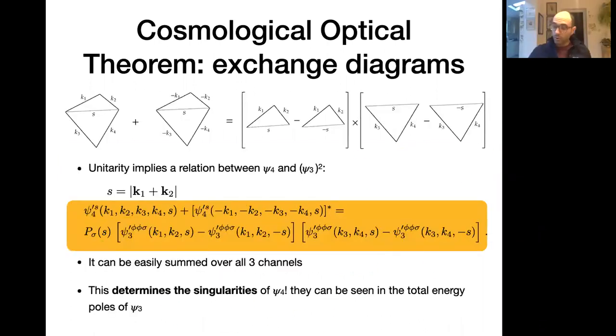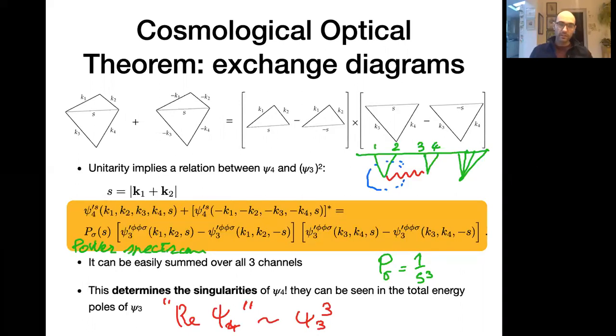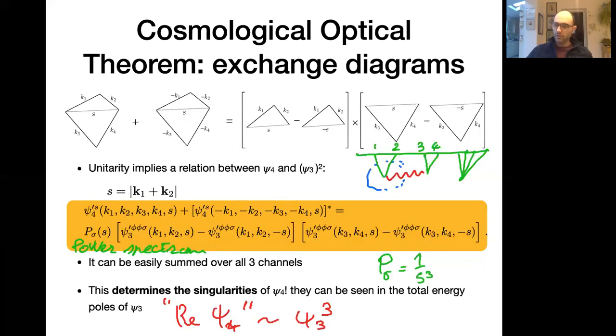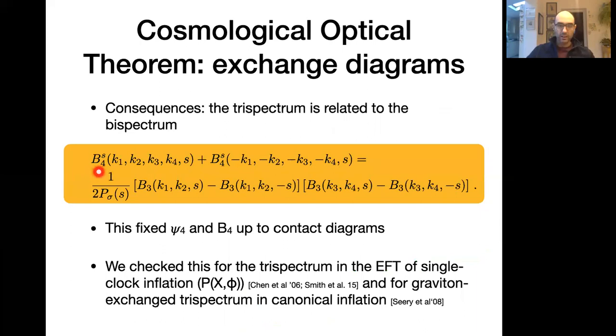Good. Actually, what's cool about this is that for massless fields, and only for massless fields, you can rewrite this expression in terms of a similar expression that involves exactly the correlators. This is the trispectrum, which is the one that you look for in the CMB. And this is the bispectrum. And so you can rewrite that expression just in terms of the trispectrum and bispectrum. And it tells you the trispectrum is given in terms of the bispectrum. So if you fix one, the other one follows, up to contact interactions again.